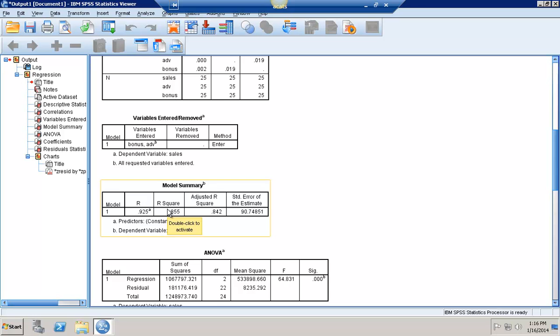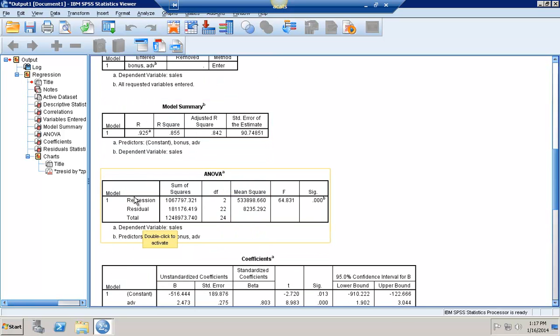And then the adjusted R squared, that accounts for the artificial inflation of R squared with each additional independent variable. So I haven't yet looked at whether advertising or bonus has any impact on sales, but I know just by the fact of having two independent variables that my R squared will be artificially inflated. So I look at the adjusted R squared, and that says even after accounting for the additional independent variable, 84.2% of the variation in sales is explained by my regression. So this regression is pretty good.